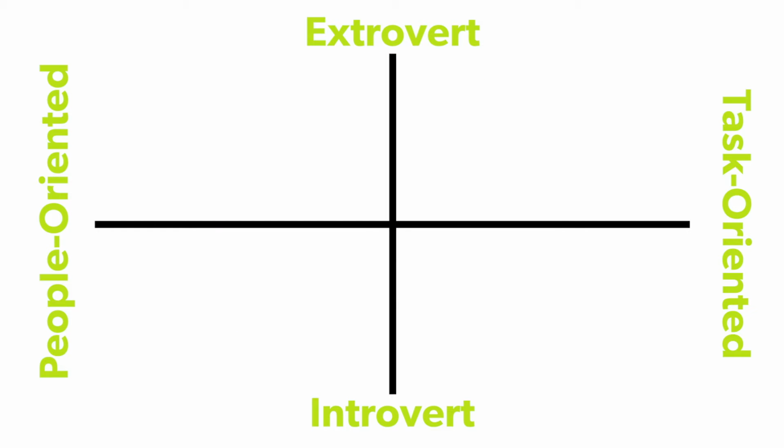Okay, let's see how you did. So how about that top right? That should be the task-oriented extrovert. If you guessed D, you are correct. That's where the D goes. That's the D portion of this quadrant. Another way to think of a D is a task-oriented extrovert.